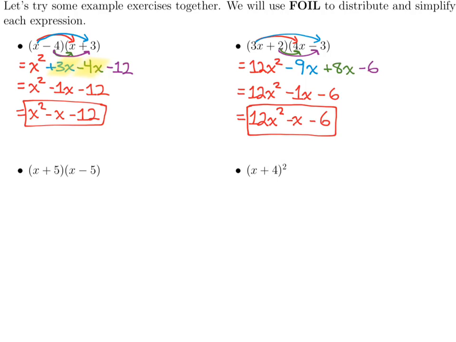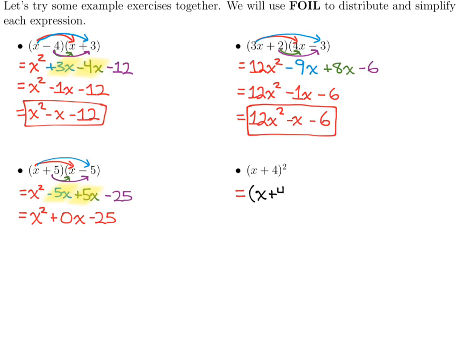Okay, down on the left, x times x is x squared. X times negative 5 is negative 5x. 5 times x is 5x. 5 times negative 5 is negative 25. X squared is alone. The 5x's add to 0x, because one was negative and one was positive, minus 25. Done.